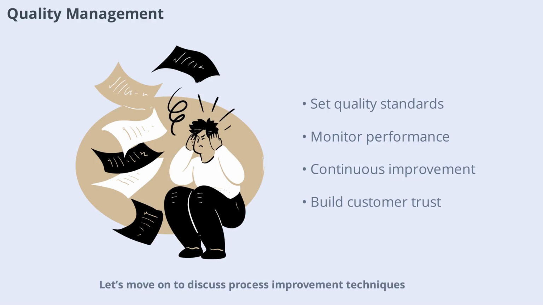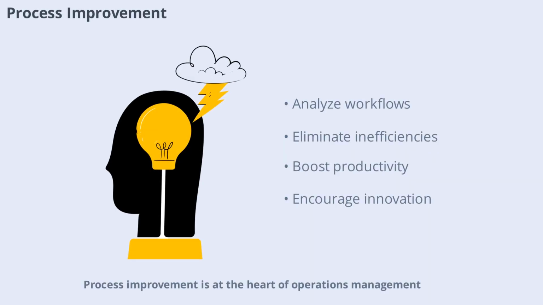Let's move on to discuss process improvement techniques. Process improvement is at the heart of operations management. It's about analyzing current workflows, identifying inefficiencies, and implementing changes to boost productivity. Techniques like Lean, Kaizen, and Six Sigma are widely used to streamline operations and eliminate waste. Continuous process improvement leads to cost savings, faster delivery, and higher quality. Operations managers encourage a culture of innovation and empower employees to suggest improvements.